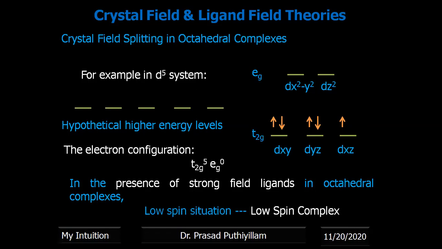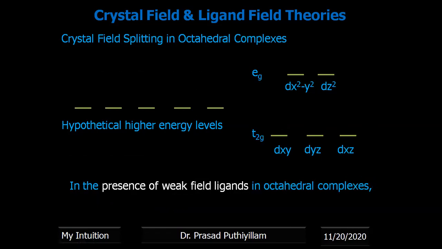No need to memorize it as such. If we have to write the electronic configuration, or draw this eg, t2g electronic arrangement, then we can guess whether it is a low spin complex or a high spin complex. So here, in the presence of a strong field ligand, we are getting a low spin, or LS, complex.